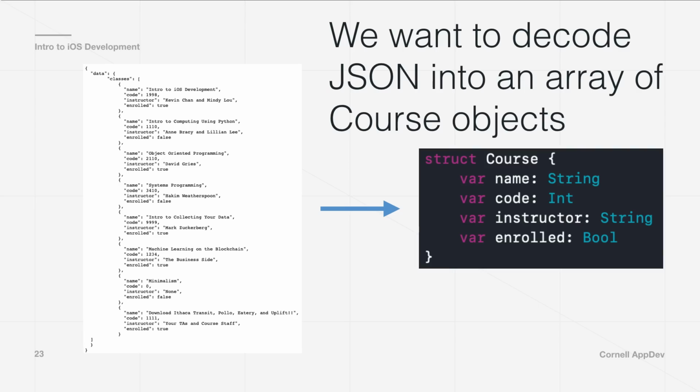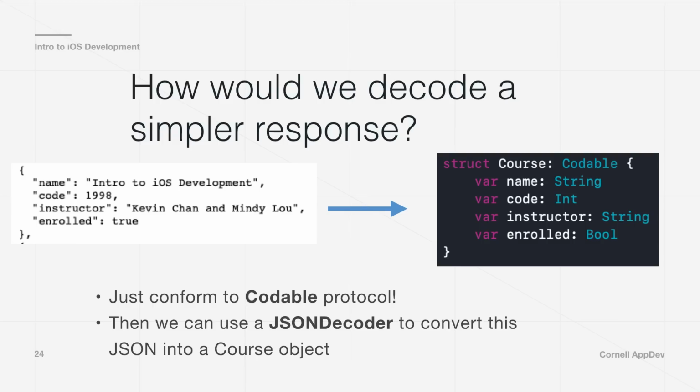So how do we decode this JSON into an array of courses? Because if you look at this JSON, it really just represents an array of courses, right? Where each course has a name, a code, instructor, enrolled. How do we decode it? Well, let's look at a simpler example.